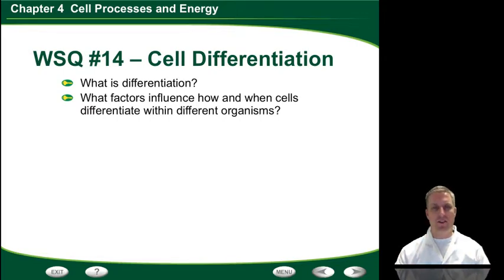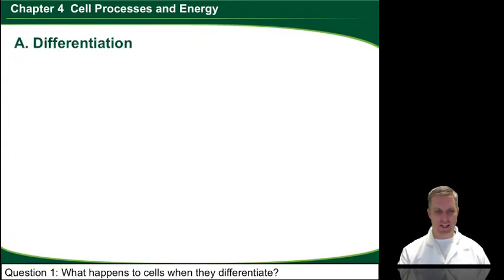All right, welcome to WSQ number 14, our last WSQ in chapter 4, talking about cell processes and energy, and this will be a short one. Today we're going to talk about cell differentiation. We're going to learn what differentiation is today, and we're going to learn what factors influence how and when cells actually differentiate within different organisms. Specifically, we're going to talk about the difference between plants and animals today. So let's jump right into this WSQ and get this one done.